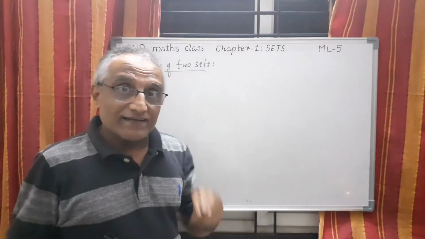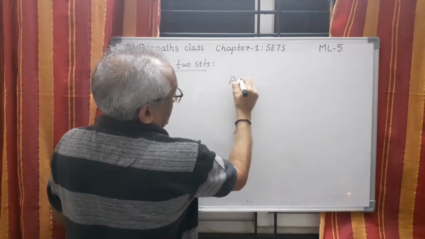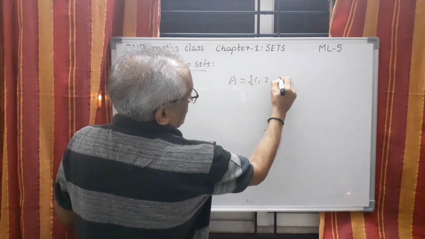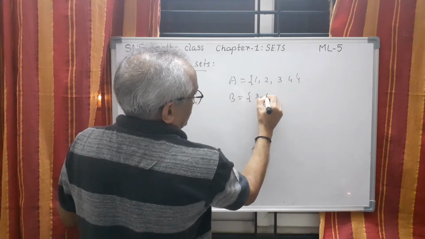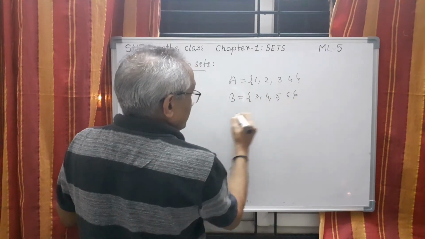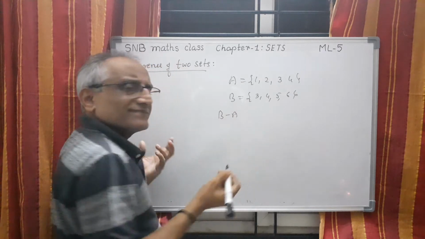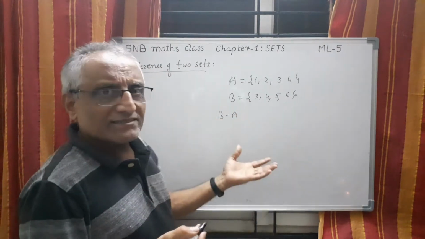Now the question may arise: suppose you have A equal to {1, 2, 3, 4} and B equal to {3, 4, 5, 6}. Can I find B minus A? Yes. Whether it is A minus B or B minus A, the rule is the same.